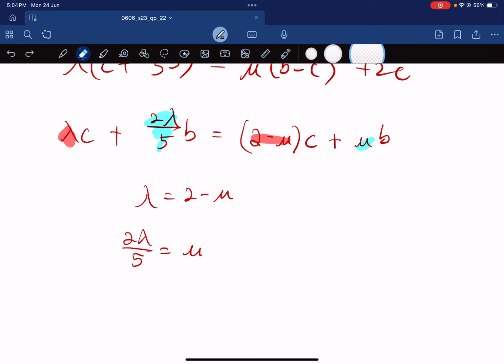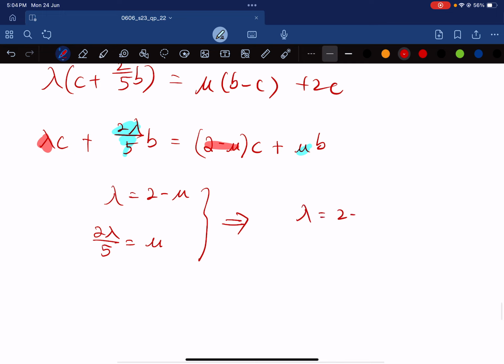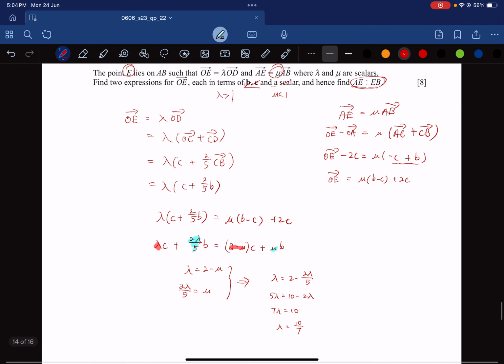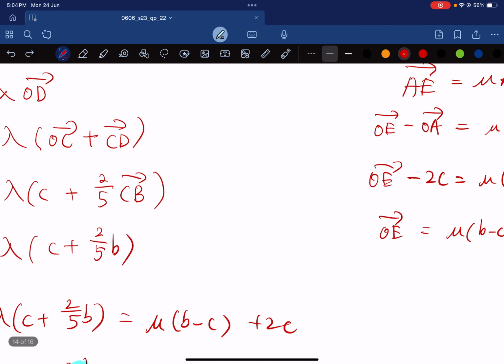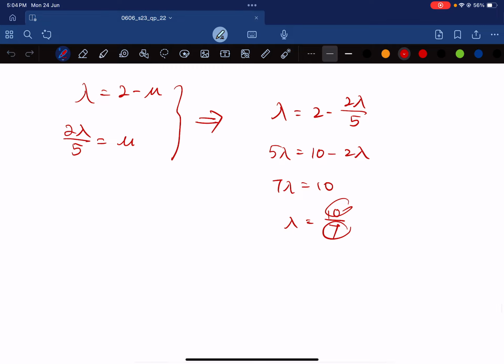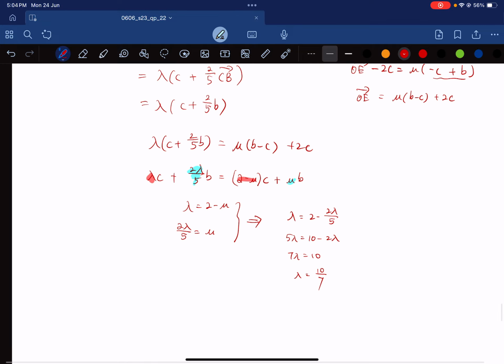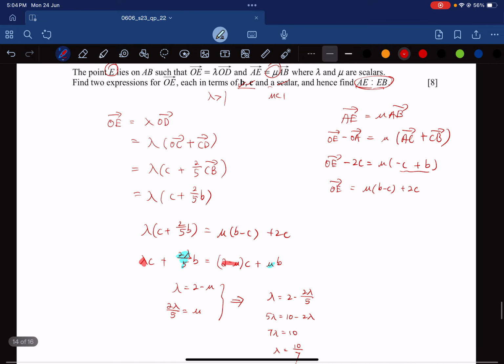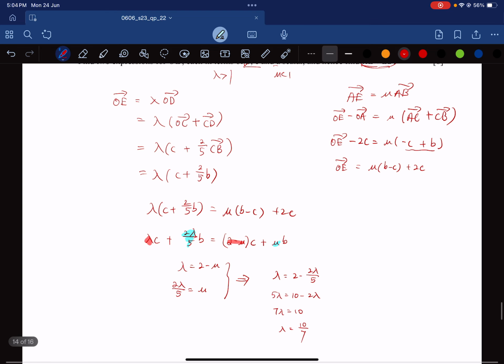So we have lambda equals 2 minus 2 lambda over 5, times 5 on both sides. So we have 7 lambda equals 10, so lambda equals 10 over 7. Yeah, it's greater than 1, right? Lambda should be greater than 1. The numerator is greater than the denominator, so it's greater than 1. So it's perfect, a beautiful result.